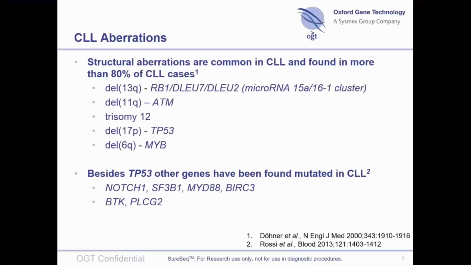As mentioned on the previous slide, next to these CNVs, research into recurrent mutations is important to identify genes with prognostic implications such as NOTCH1, SF3B1, MYD88, and BIRC3. Next to these, an example of 2 genes with mutations being associated with therapy resistance include BTK and PLCG2.